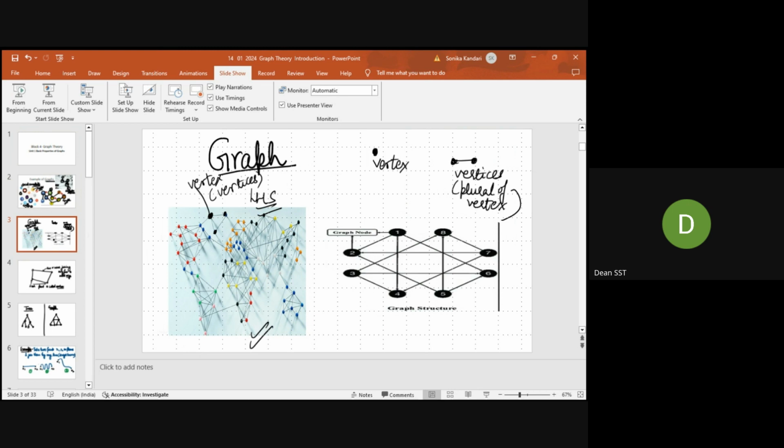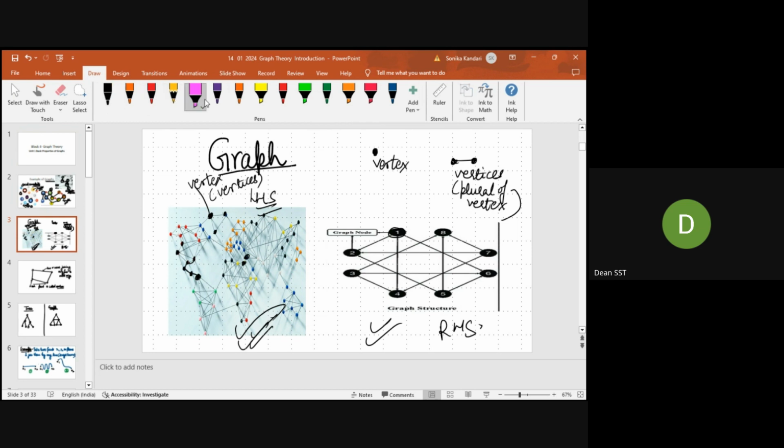So in this diagram, there are nodes. These nodes are vertex. See red color nodes, yellow color nodes. These nodes are vertex. See the right hand side. You are having different nodes. So these are what? These are your vertex. This is vertex. This is vertex. These are your vertex.